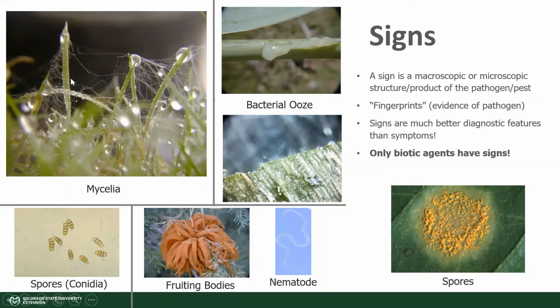We could have mycelia, like on this grass. This kind of looks like a web of a spider, but no, it's actually mycelia that is growing on the grass. It's wet over here. We could also have bacterial ooze. This is sometimes hard to see, but if you catch it at the right time, you will see a gooey substance coming out of the plant, and you can see it here under the microscope. You could also have spores, in this case the conidia, or fruiting bodies, or nematodes that you could only see under the microscope. The spores are usually very easy to see because they are fluffy in appearance and dry. But these are signs. So this is the actual causal agent.